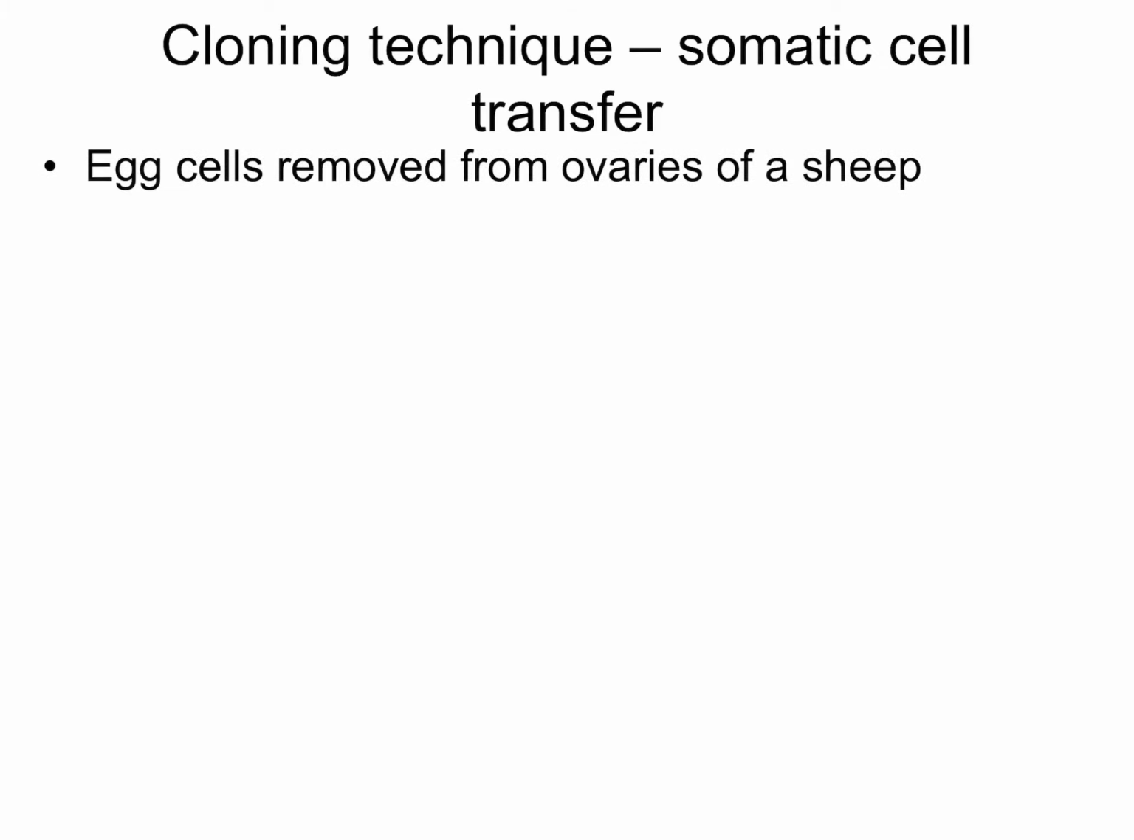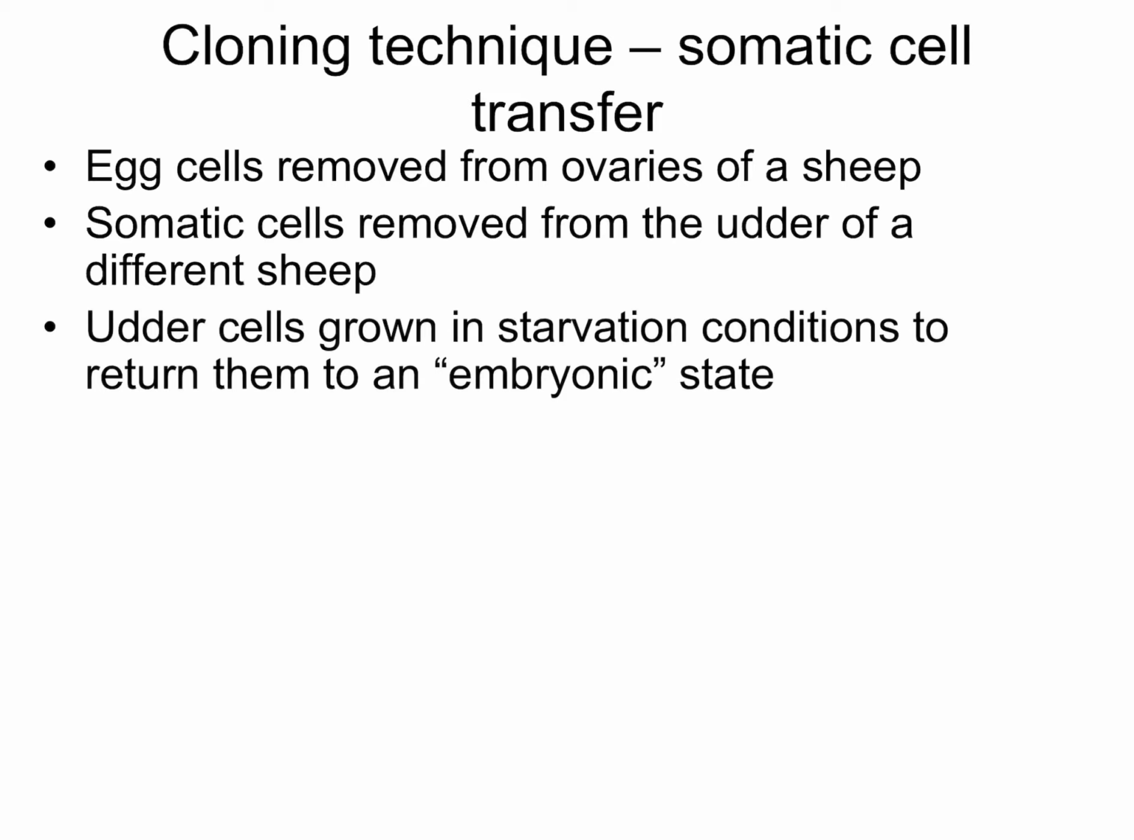I'll just go through the cloning technique for somatic cell transfer, so this is the second one I discussed. The egg cells are removed from the ovaries of a sheep, and then the somatic cell, so this is the cell containing all of the DNA, is removed from the udder of a different sheep. So this is what they did with Dolly the sheep. And then the udder cells, they actually grow them in these sort of starvation conditions. And what this does is it removes a lot of those epigenetic markers and means that they're no longer fully differentiated. Those markers that have been added that switch off a lot of that DNA are removed.